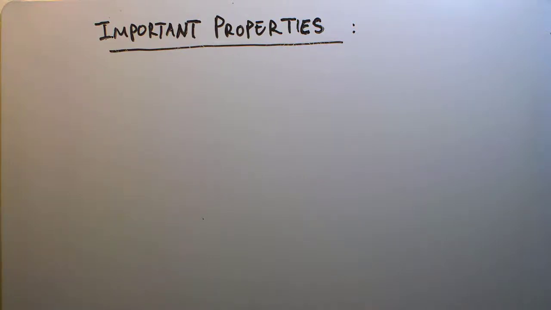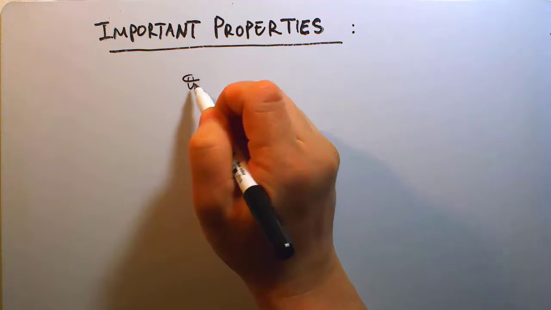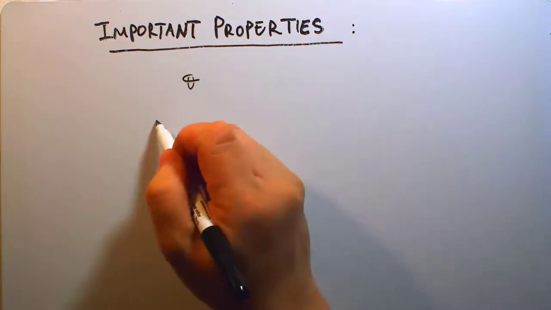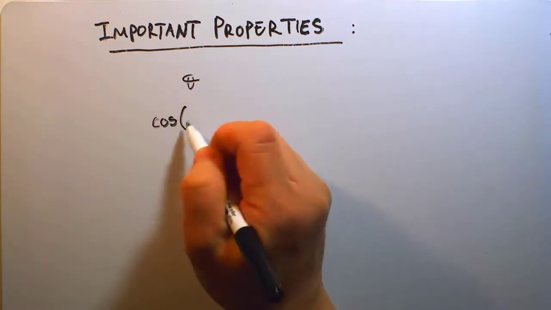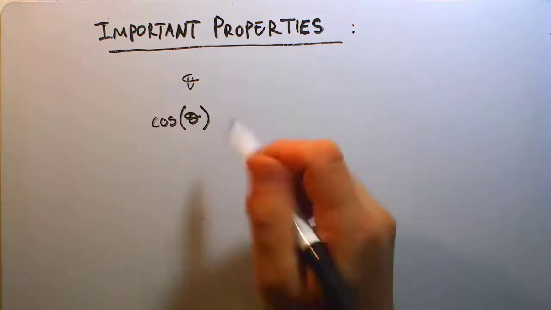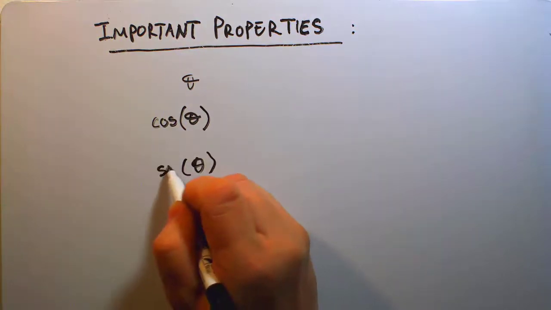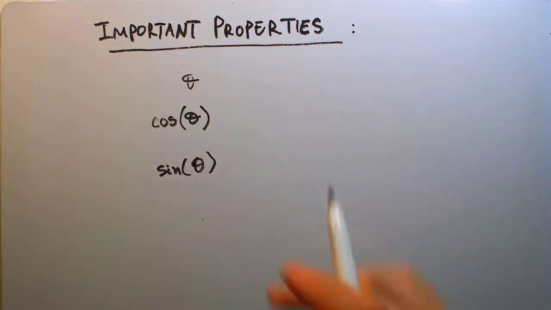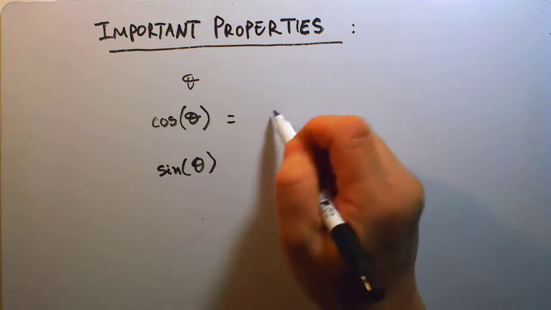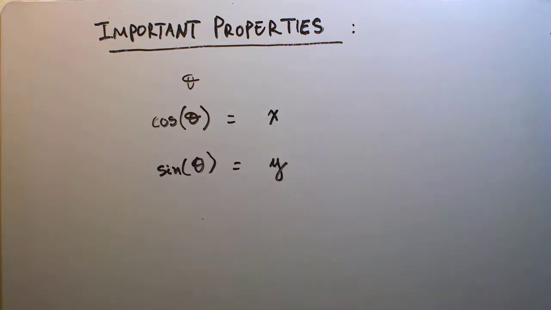All right, so let's now look at some important properties of a trig function. We've learned that theta is an angle, and that we can take the cosine value on the unit circle of an angle theta, and that is a function. We can also take the sine function of any angle theta. So this is the x coordinate on the unit circle, and this is the y value on the unit circle.